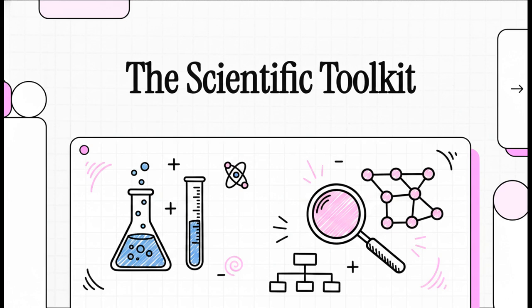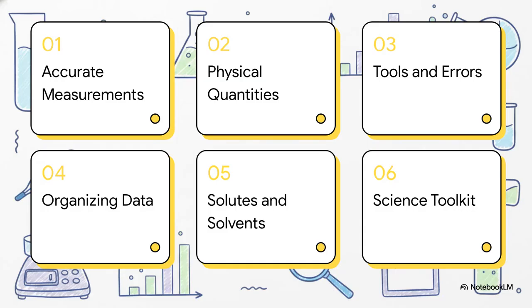Today, we aren't just going to memorize facts. Instead, we're going to learn how to see the world exactly the way a scientist does, through precision, organization, and clear analysis. Here is our roadmap for today. First, we'll cover why accurate measurements matter. Then, we'll look at the 5 physical quantities, using tools and avoiding errors, and organizing your scientific data. Finally, we'll wrap up by understanding solutes and solvents, followed by a quick recap of your science toolkit.